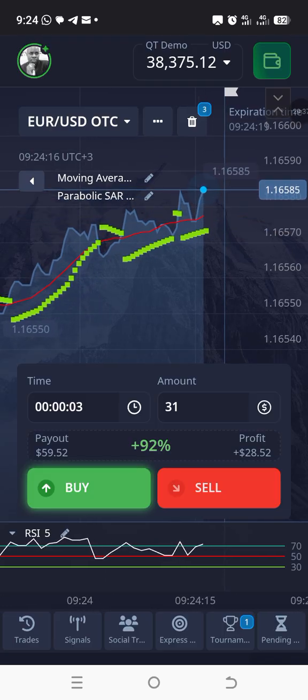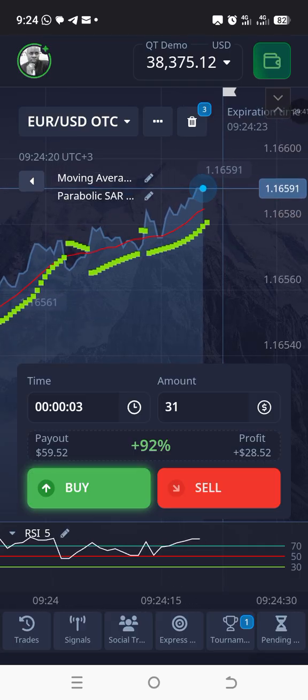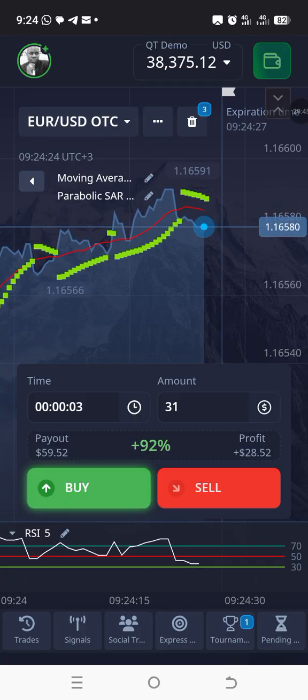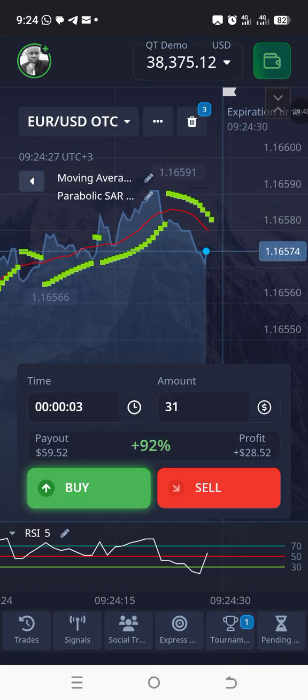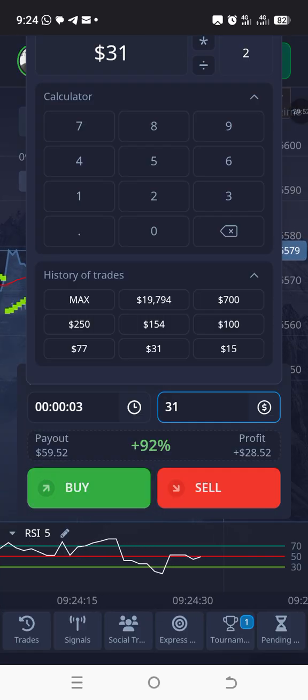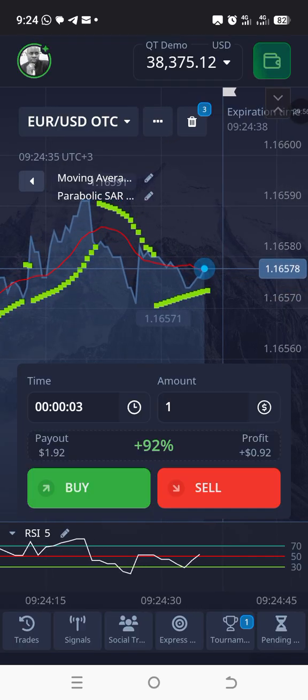If you want to be very successful without running out of your principal capital, start with $500. You'll be safe. And when you start with the $500, always use $1. So here at amount, don't put 5, just put $1. So you multiply it.